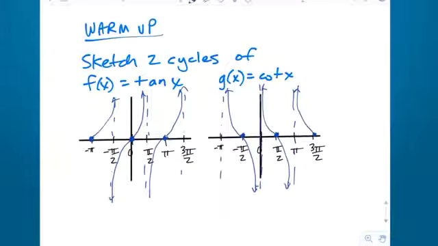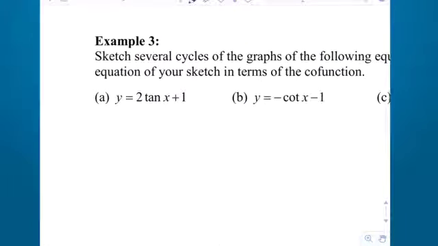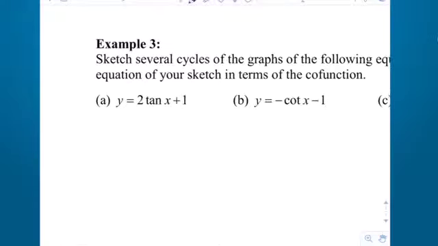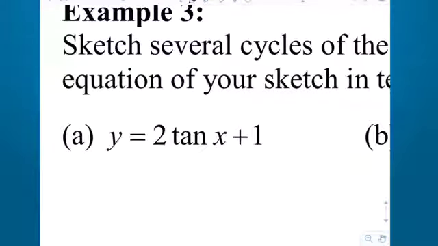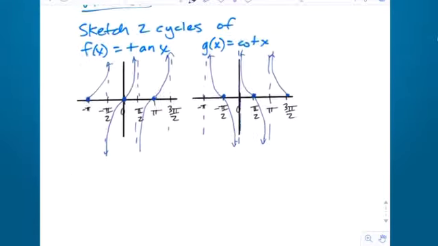All right. So any questions on the warm-up? You got those memorized? Sure, good. So let's move on to then example 3. We are now going to sketch several cycles. I know what I wanted to do. One last thing.